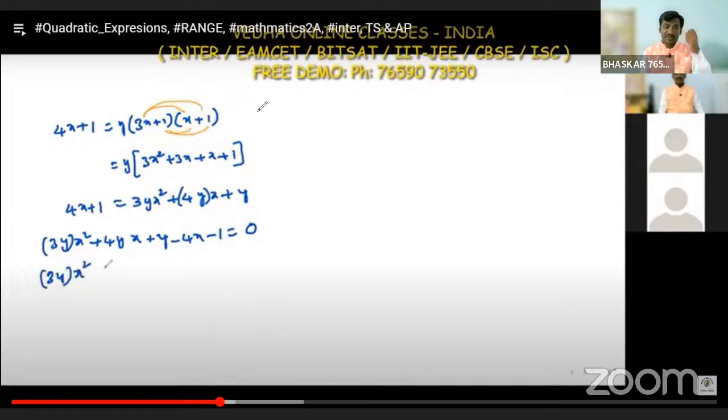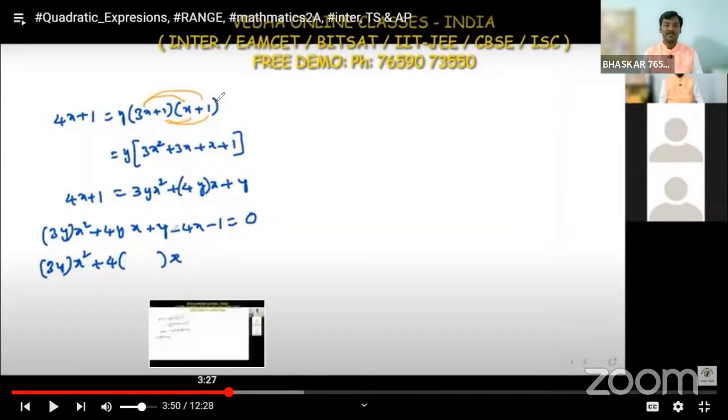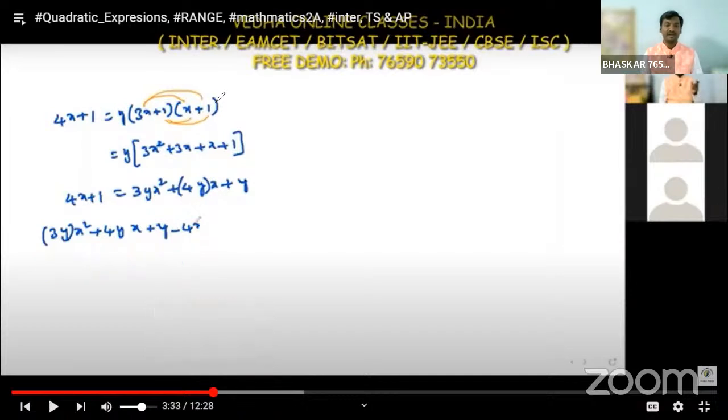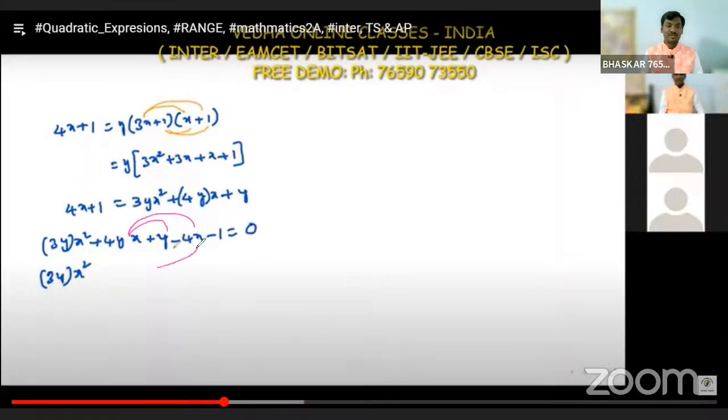After that, this step is important. This step is the only important one. Here, what to take common? In these two terms y is common, in these two terms x is common, and sometimes 4x is common in these two terms. So what to take common? Here most of the students make the mistake.